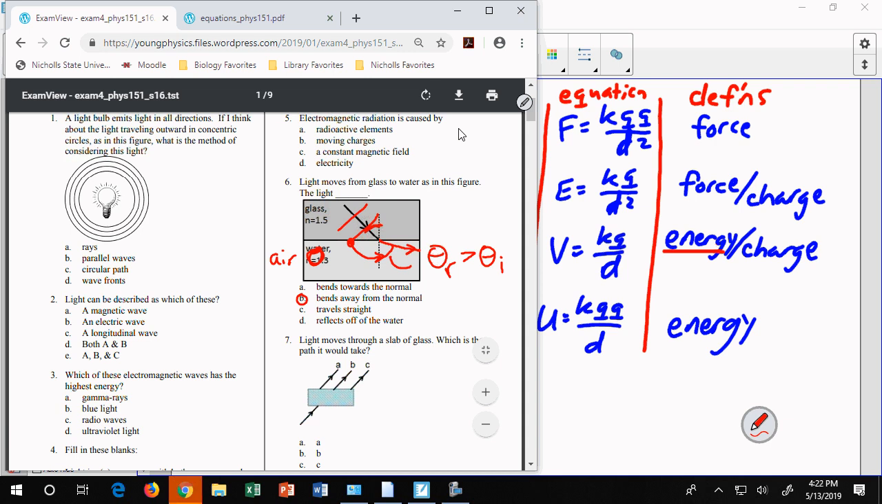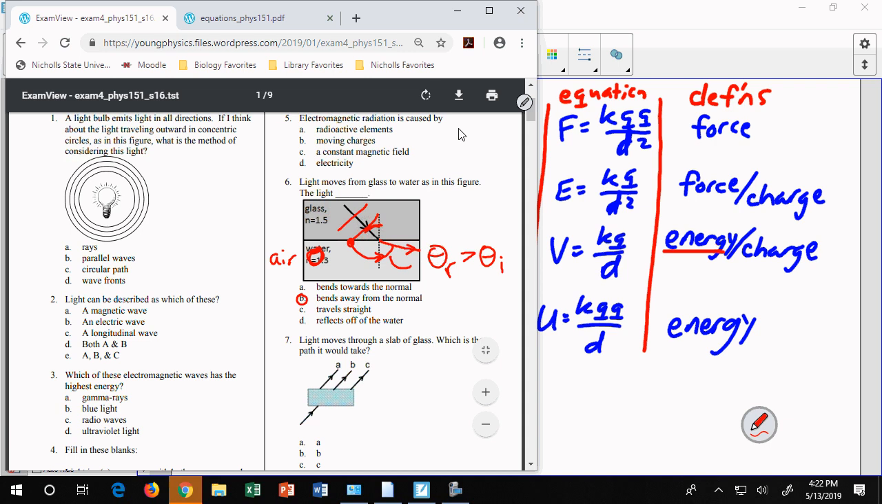All right? You guys good? I'm going to ask that one. You'll have a couple of questions that have to do with index of refraction. So if the angle gets bigger, yes, theta gets bigger. But don't try to memorize it.